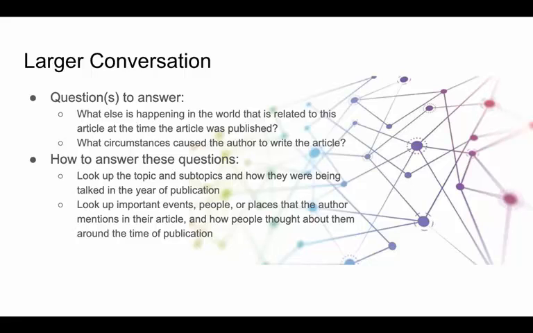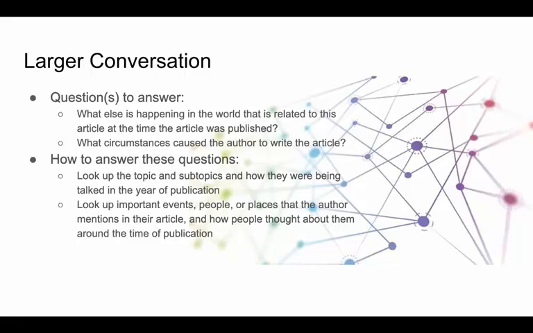So, in order to answer these questions, here are some recommended steps that you can take. You can look up the topic and subtopics of the article and how they're being talked about in the year of publication. That might mean even going outside of the author's perspective or circle and trying to learn about what was happening. You can also think about the things that happened before the article was written and what might have led up to the article being published.